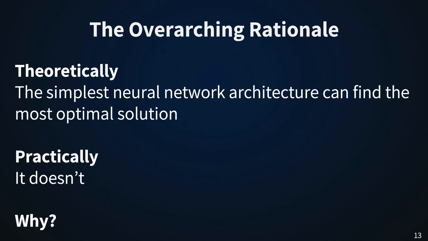But before I dive into the specific solutions, I want to talk about the overarching rationale for finding solutions in computer vision problems. So theoretically, the simplest neural network architecture can find the most optimal solutions. Theoretically, mathematically speaking, you don't need deep learning scientists. But practically, it doesn't work. Why doesn't it work?